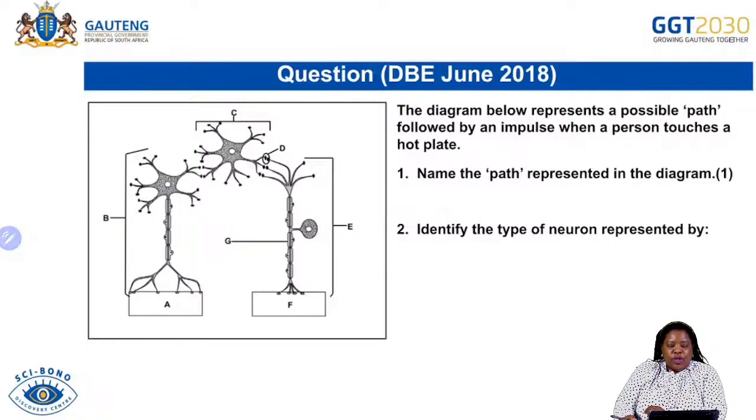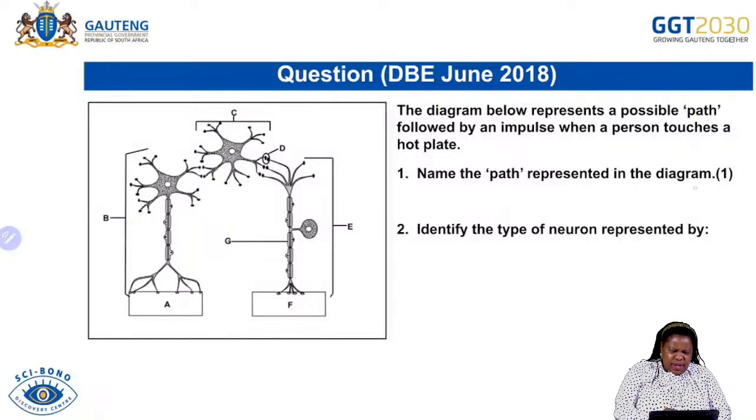Right, here is another question. We've got neurons A and F. We've got this structure, interneuron C. We've got B, we've got E. So let's answer the following questions. The diagram below represents a possible path followed by an impulse when a person touches a hot plate. This is an example that is liked by examiners, right? When you touch a hot plate, what is going to happen?